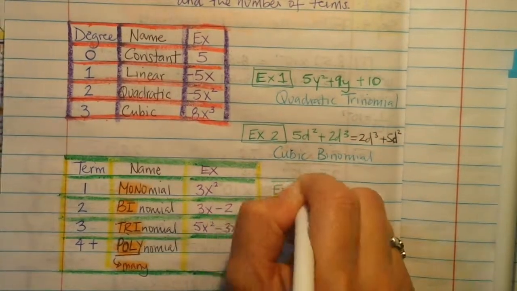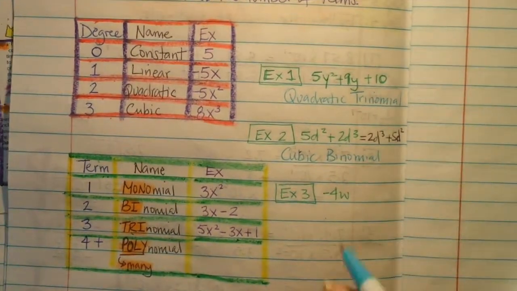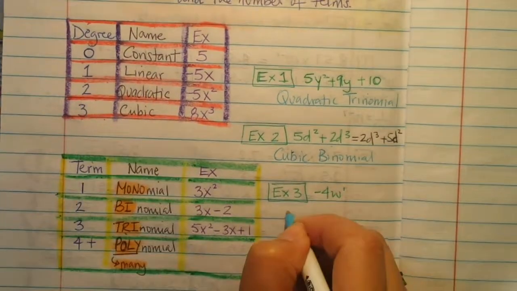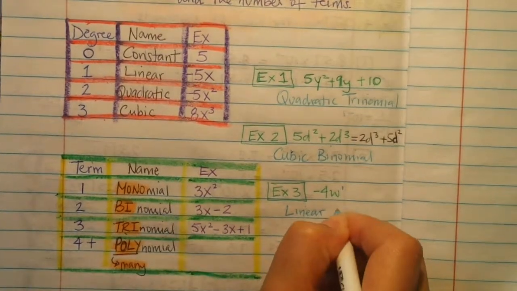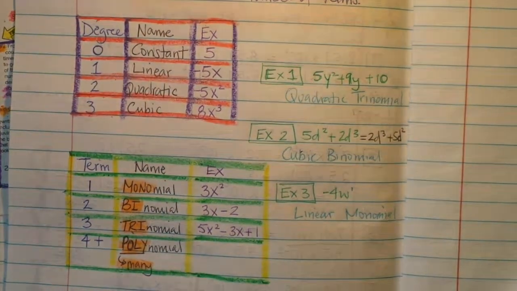Alright, next one, example 3. What if we had negative 4w? What's the degree? There's an invisible 1. So the degree is linear. And how many terms are there? How many things? 1. So it's a linear monomial. And that's pretty much it.